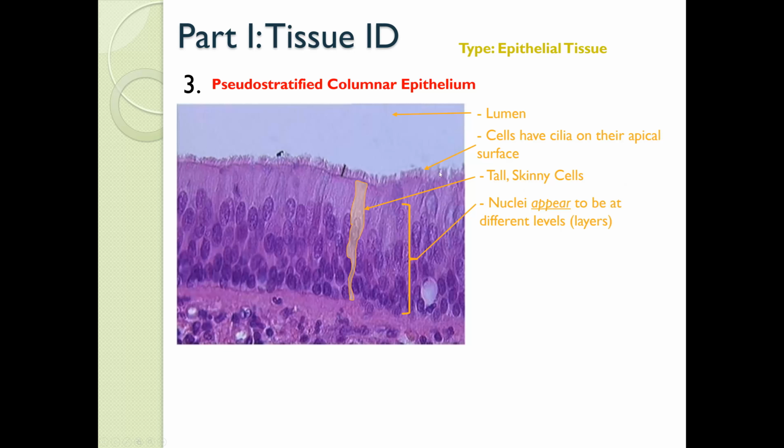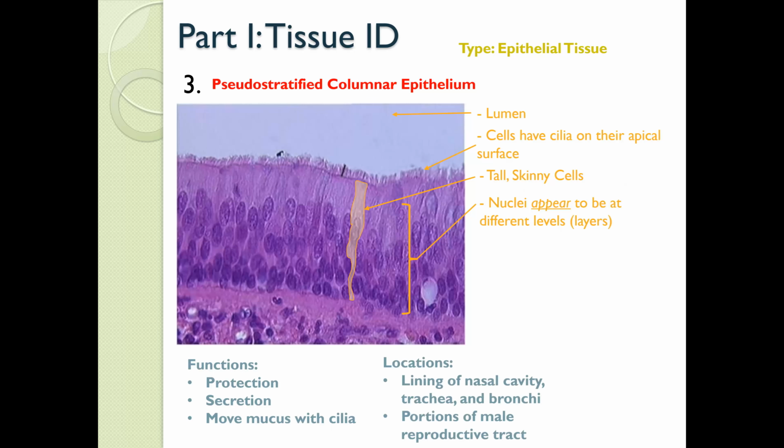The cilia were also a giveaway because they are only found on pseudo-stratified columnar epithelium. All right, the functions of this tissue are protection, secretion, and to move mucus with the cilia. And it can be found lining the nasal cavity, the trachea, and the bronchi, and also in portions of the male reproductive tract.